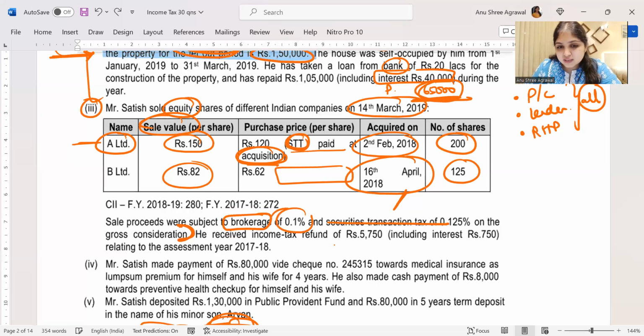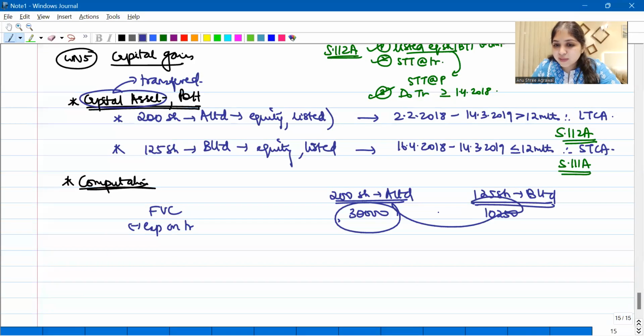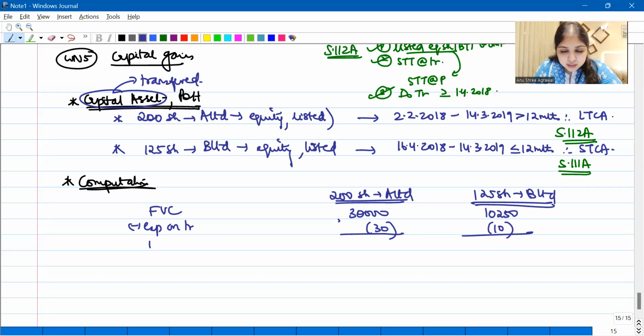Only brokerage I will consider 0.1%. 0.1% of what? 0.1% of my sale consideration. So 30,000 into 0.1%, this is going to be 30 rupees, and 10,250 into 0.1%, this is going to be 10 rupees. So what is my net consideration? This is going to be 29,970, and this is going to be 10,240. After this, what do we subtract? Tell me. Cost of acquisition.